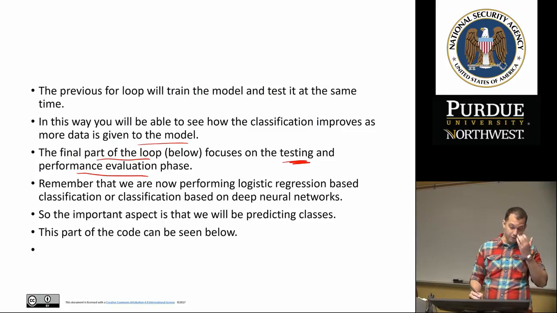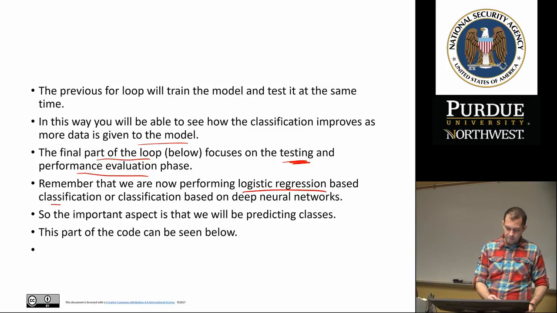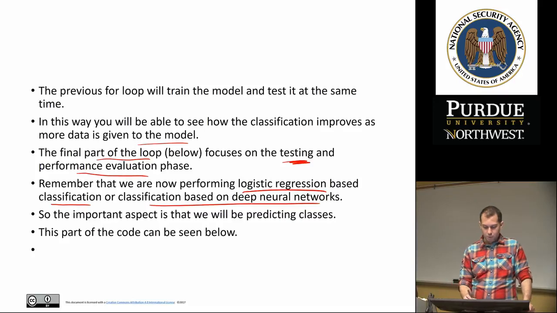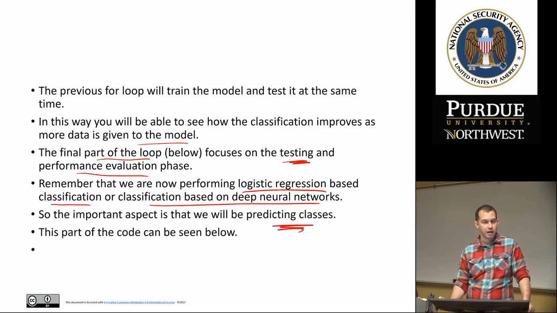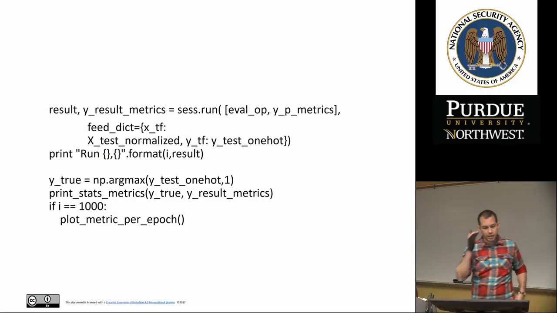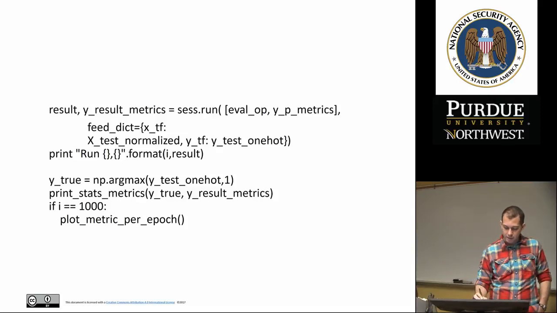Remember that we are now performing logistic regression, and so we have classes. So we have basically something that's classification, and later on we're going to do classification with deep neural networks. What's important is to remember that from now on, we need to follow this evaluate function of the classes. And you can see the code in the next slide. You can see that here, which I described in detail previously.